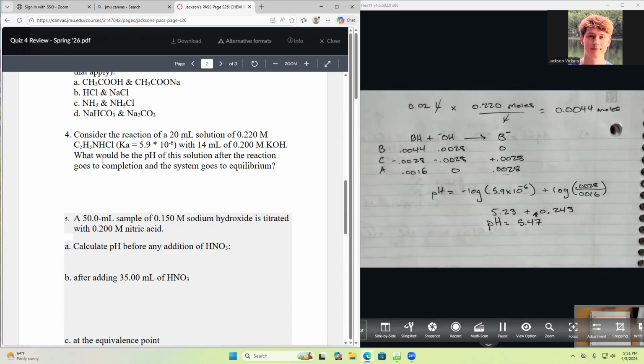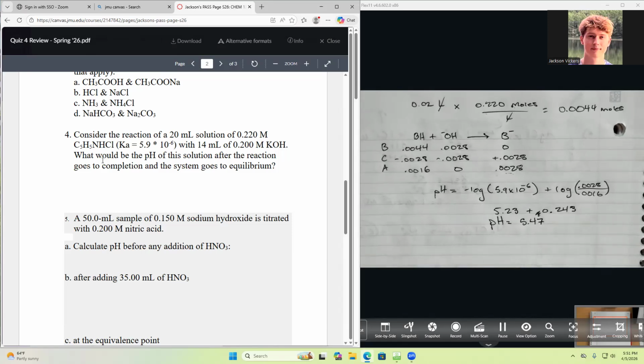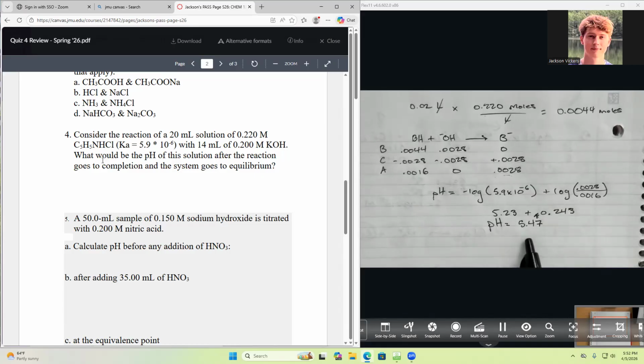So again, quick review of buffers. The entire point of them is that you can do these types of reactions, and as long as you don't go out of the buffering capacity, your pH is not going to be too different from what it started as. So right, we went from a pKa of 5.23. We've added the strong base, but it's only going up to 5.47. So it's not too big of a difference.